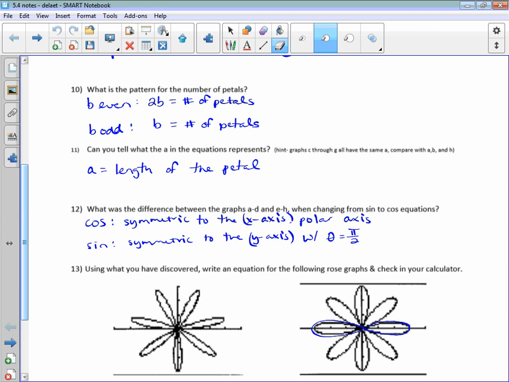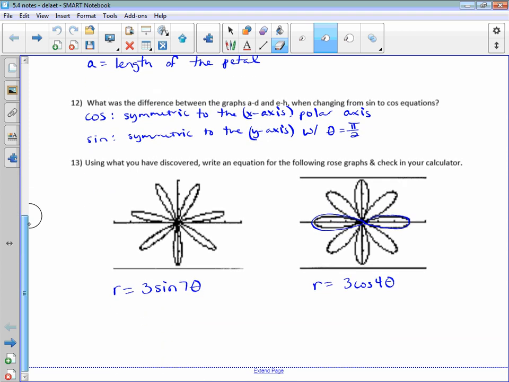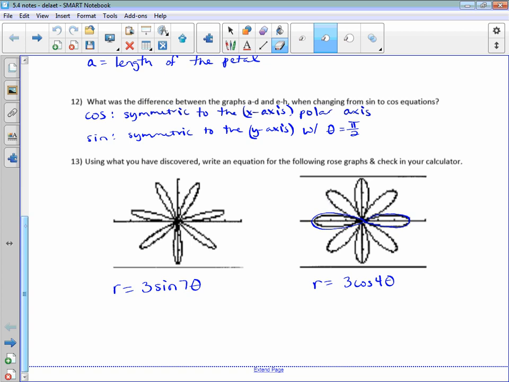All right, guys, let's look at the 2 graphs down below. These are the 2 equations you should have come up with. The second one is tricky because it is symmetric to both the x and the y-axis. Once we go over how to graph these by hand, I think you'll understand why that one is a cosine graph.